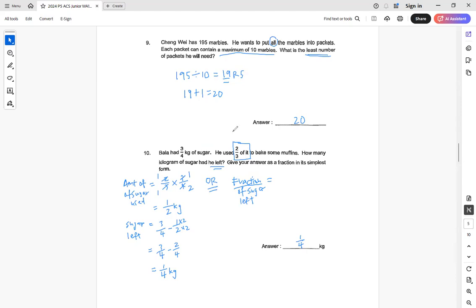So fraction of sugar left, always, your original is always 1 whole. You use only 2/3 of it, means you have to minus 2/3. 1 whole is like 3/3. So 3/3 minus 2/3 will leave me with 1/3 of sugar left. 1/3 of what? 1/3 of your original sugar. So sugar left is 1/3 of my original sugar, right?